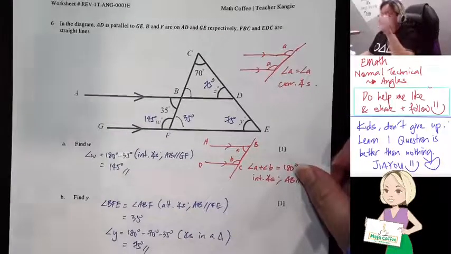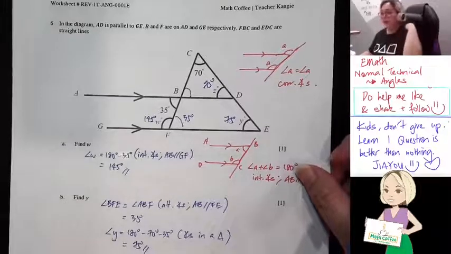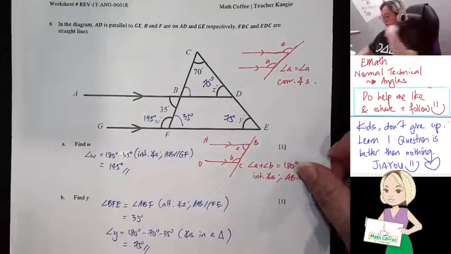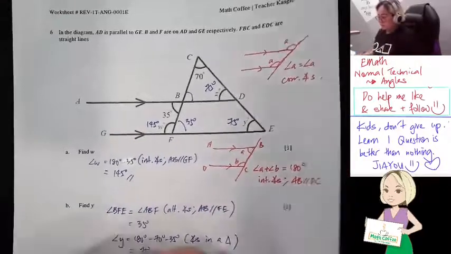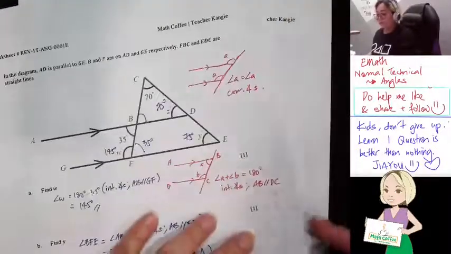No, similar triangles is too far. This is using parallel lines, okay? This is Set 1 only. Where would they have learned similar triangles?